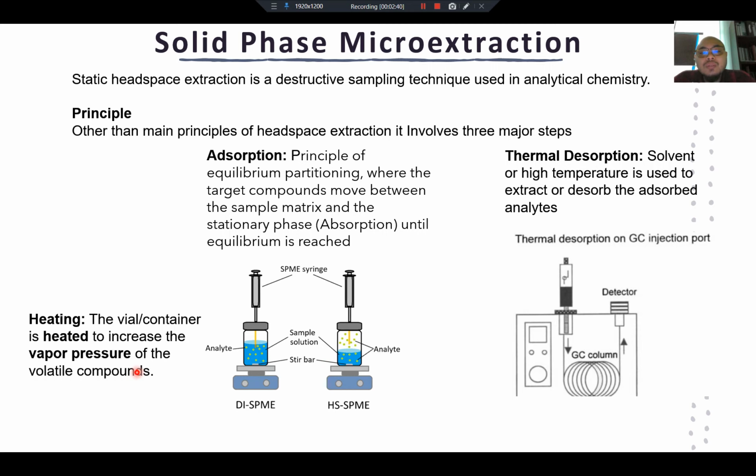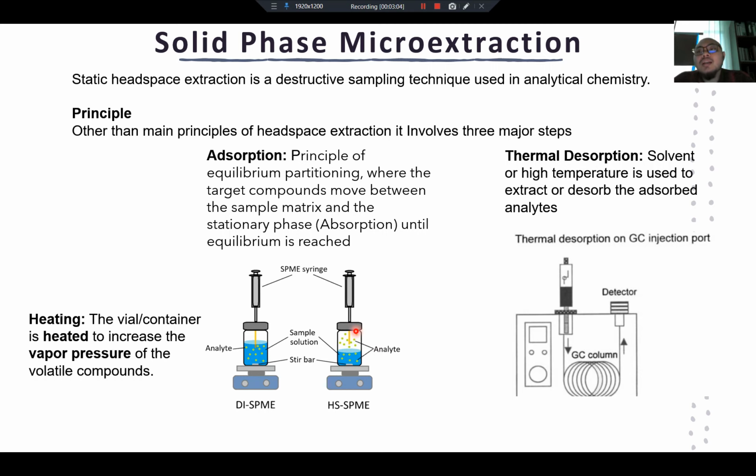So first you need to heat, which you have learned many times before. You heat the sample container, so your analyte will go into the headspace. Then you put in the syringe and let the fiber absorb the analyte. You let the fiber absorb the analyte until they reach equilibrium.